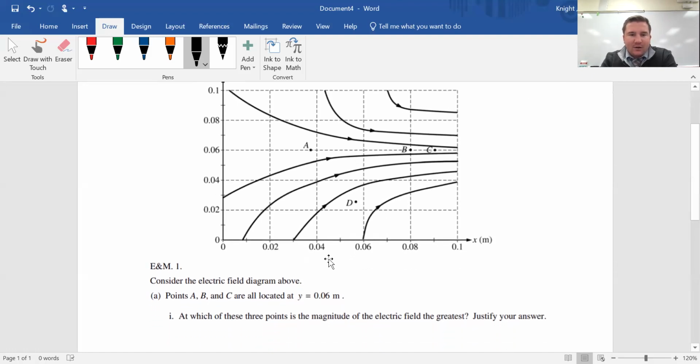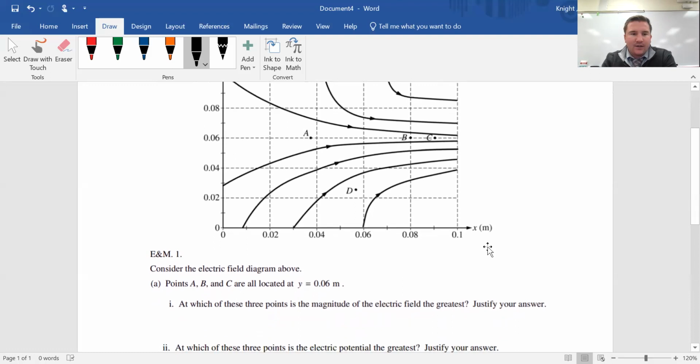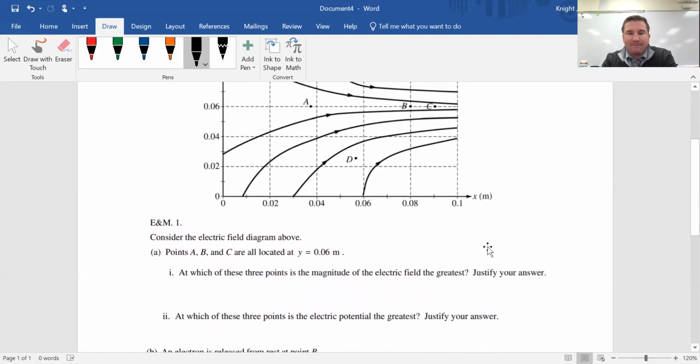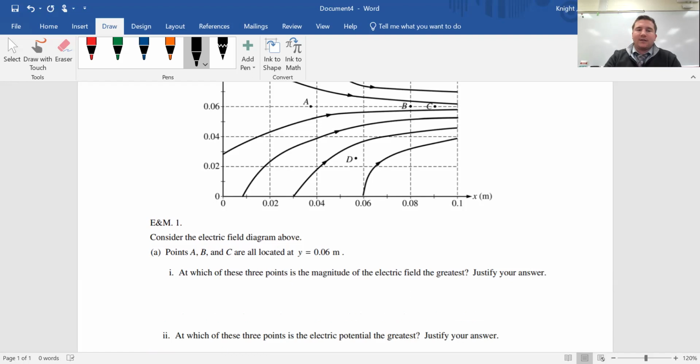A, B, and C are all located at Y equals 0.6 meters. I guess the X-axis doesn't matter a whole lot. At which of these 3 points is the magnitude of the electric field the greatest? So the electric field is going to be the greatest where the electric field lines are closest. Density of electric field lines tells us how strong or weak an electric field is.